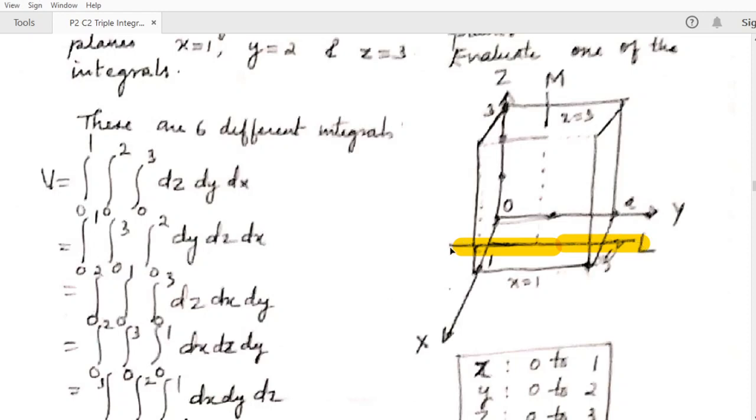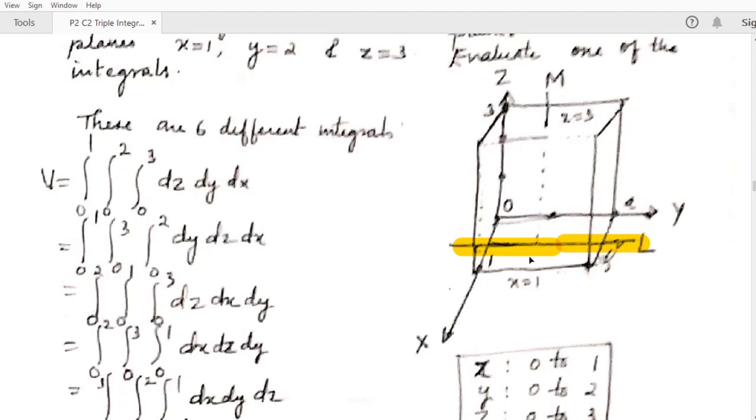So this is the line we are considering. We denote it by capital L, the line parallel to our y-axis. We are using this line to find the limit of y. So now we'll be observing this line L and finding the limit of y for this integration.